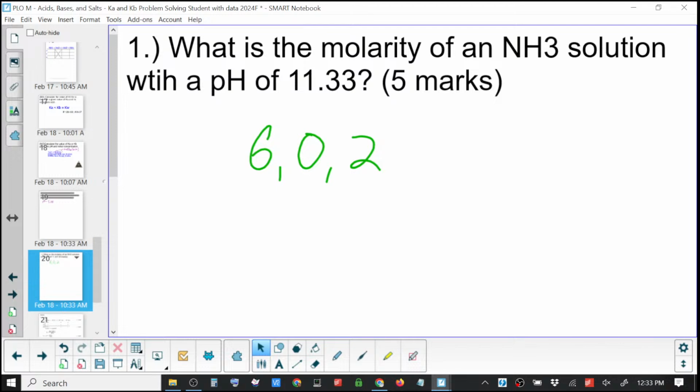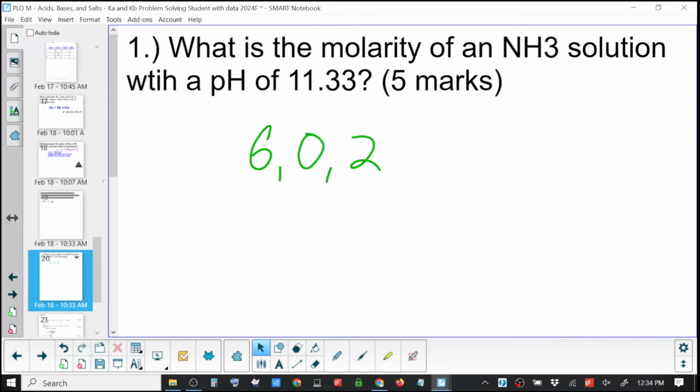So KB equals OH minus squared over something. Now you need to find OH minus. You can convert the pH to pOH and do it in another order. Because X is OH minus, it would be X squared over the initial concentration minus X. 0.26?